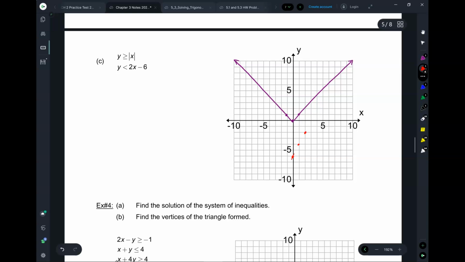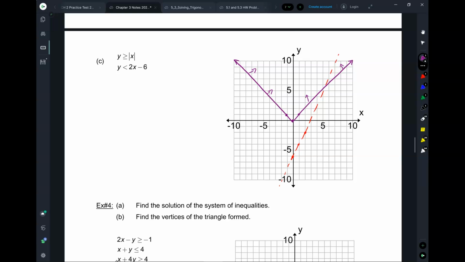Okay, so what's the region where they overlap? It's that tiny little corner strip here, okay? So that is the only part where you actually need to shade. Again, if you shade everything, just make it darker, bolder, colorful, whatever, all right? So that strip is the solution.